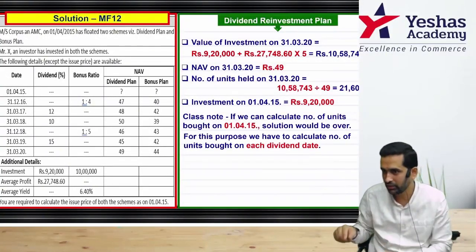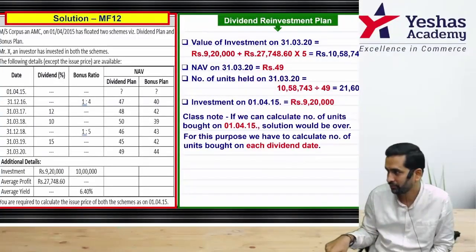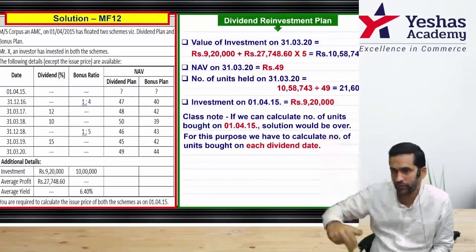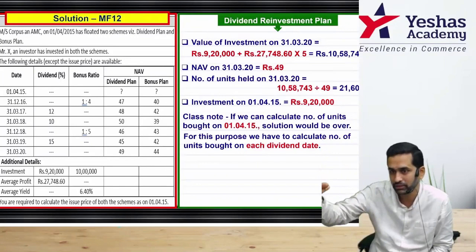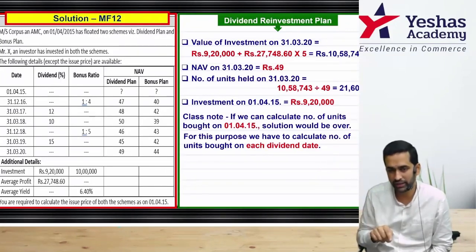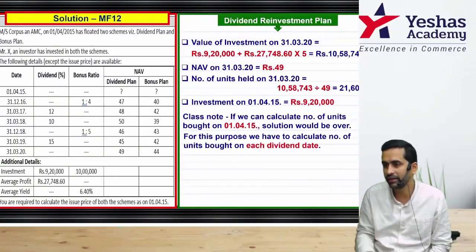With this equation, what you will get is number of units held before the last dividend. But that won't be the final answer. That number came after the second dividend. That number came after the first dividend. That means you have to do reverse working 3 times. That will tell you how many units you started with. And you have 9,20,000 with you. 9,20,000 divided by that will give you NAV at entry date.